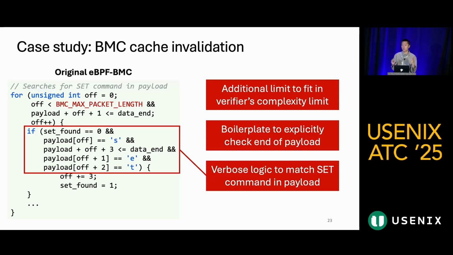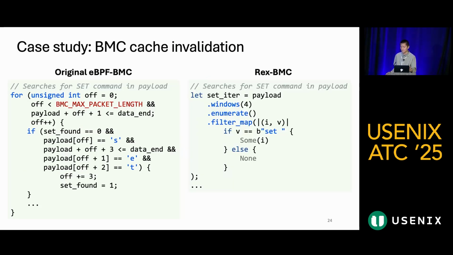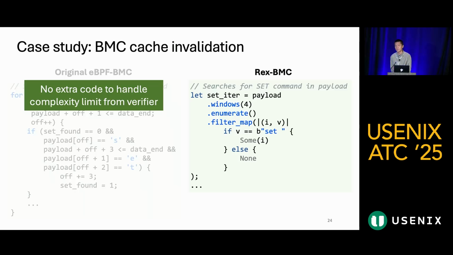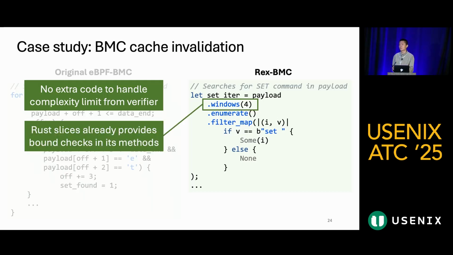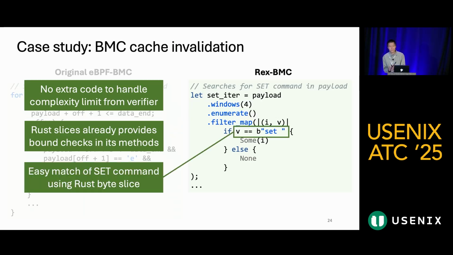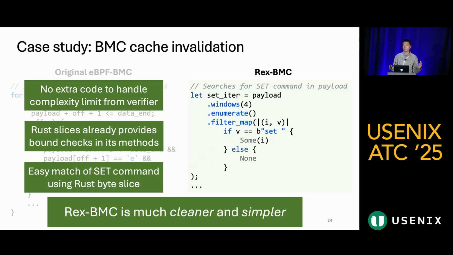If we were to rewrite this into Rex, it will look like this. The first thing you will notice is that there's no longer that artificial limit to handle the complexity limit from the verifier. And the Rust slices already provide built-in bounds checks so that we no longer have to have that boilerplate code. And finally, the built-in methods of Rust slices also allow us to easily match that set command. So to conclude, the Rex BMC is just cleaner, simpler, and easier to program.